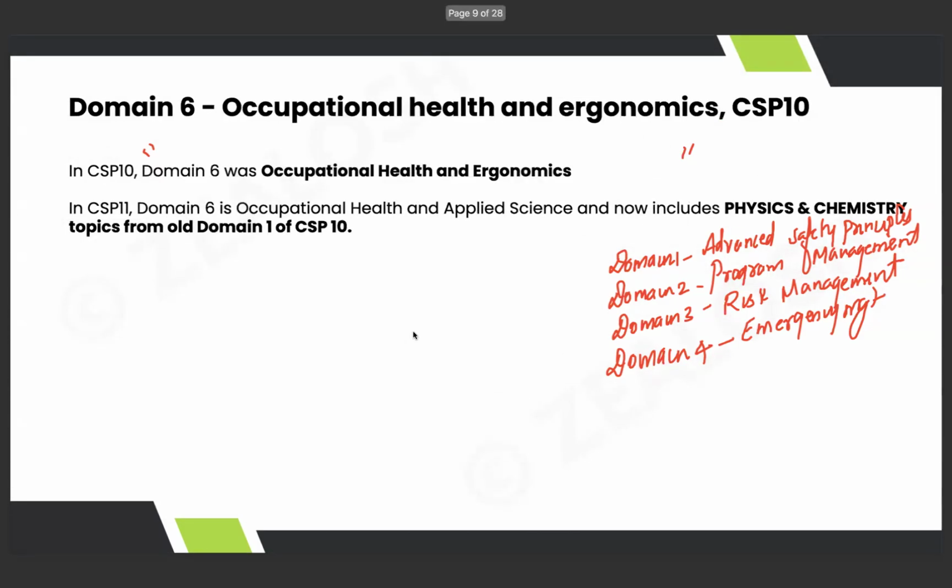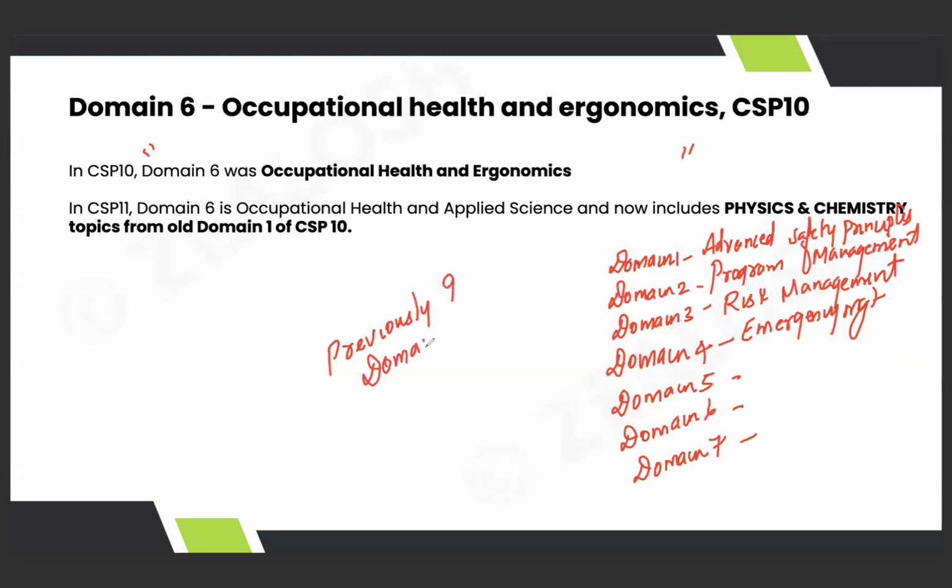Moving on to the next domain. What is domain number 5 now? So now altogether, how many domains are there? Put it in the chat. Previously, it was 9 domains. Now, how many domains? 7 domains.